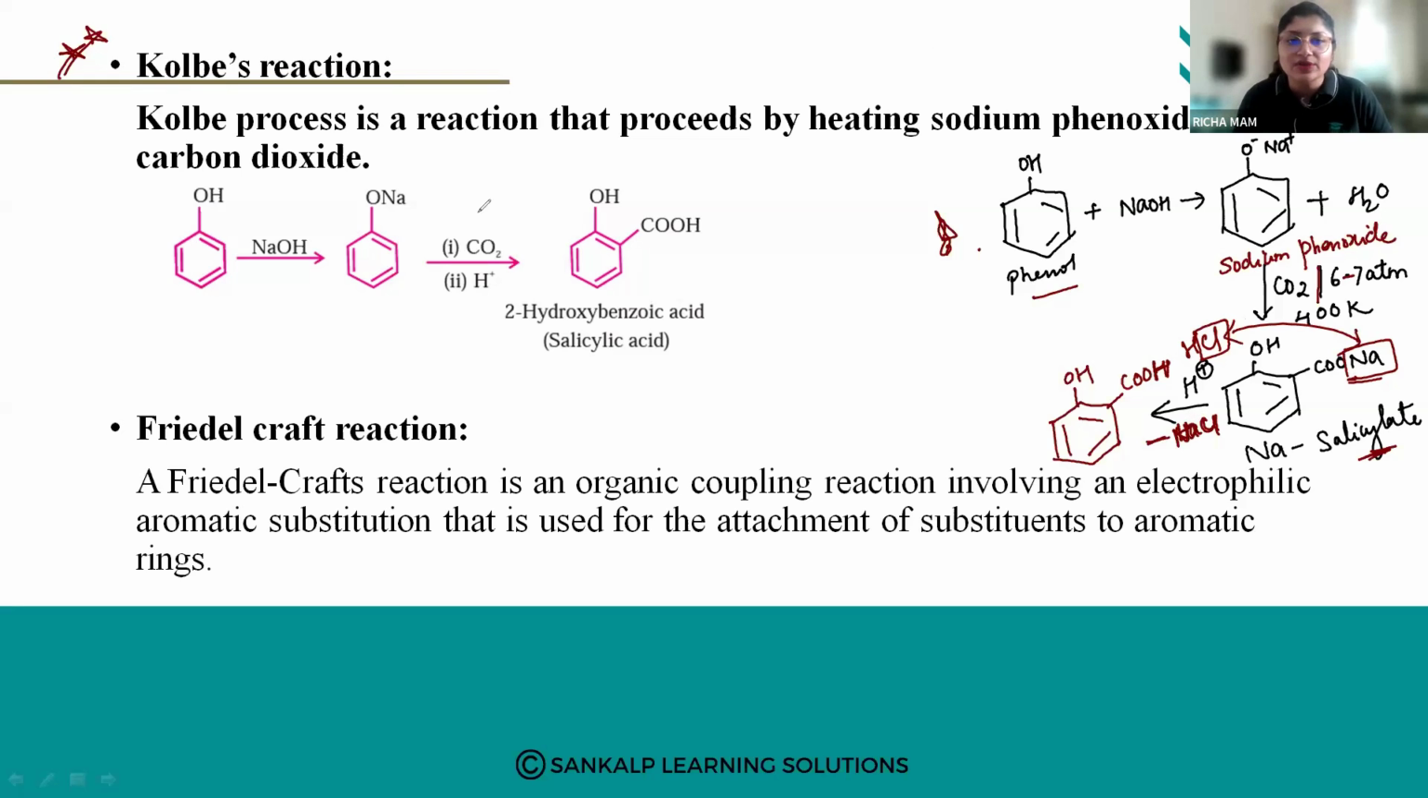Here the carbon dioxide which we are using is acting as a weak electrophile. So this is our whole Kolbe's reaction. Is it clear? Very important, write it down. If you did not understand, please ask again. This is very important from the exam point of view. Yes, clear?